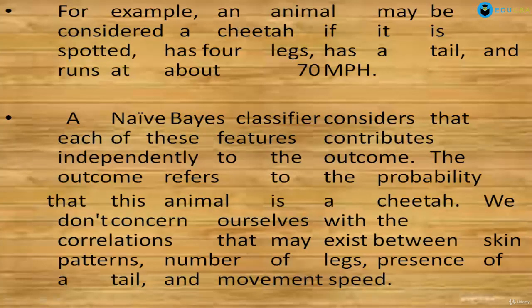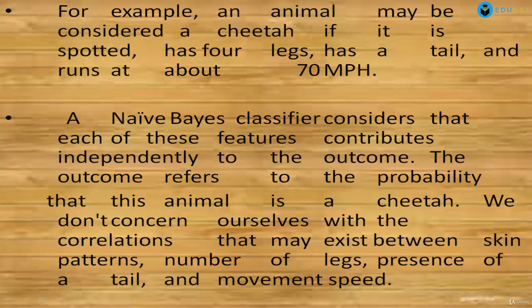Okay, now let's take an example. For example, an animal may be considered a cheetah if it is spotted, has four legs, has a tail, and runs at about 70 mph. So, what we are assuming here is that we have seen an animal, and if we are seeing these features, then we will assume that it will be a cheetah. What will be the features? It will have four legs, it will have a tail, and it will run at about 70 miles per hour. So these are the features, and cheetah will be the animal which is represented by those features.